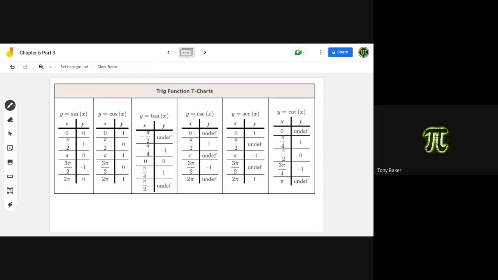Cosecant goes with sine. It's 1 over sine. So where sine equals 0, cosecant can't exist. Same thing with secant, where cosine equals 0, it can't exist. Cotangent is where sine equals 0, doesn't exist. Okay, so those are the values.